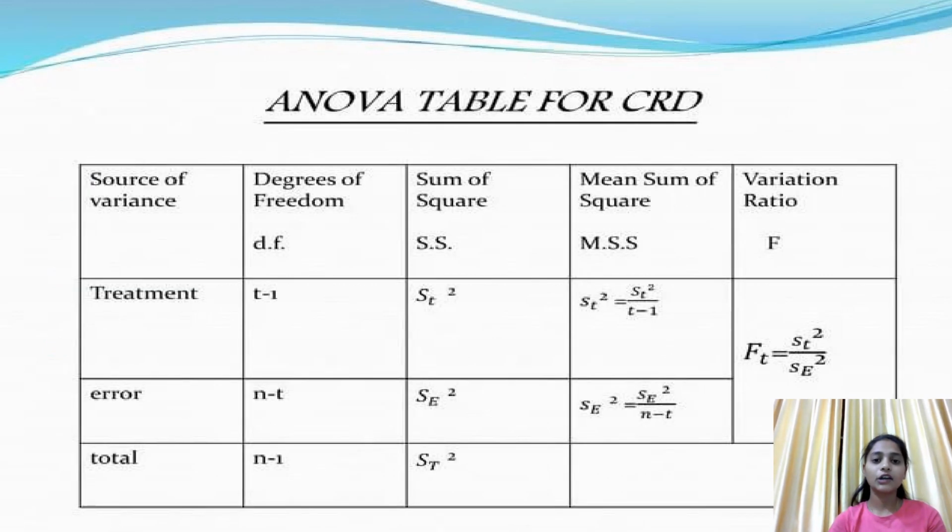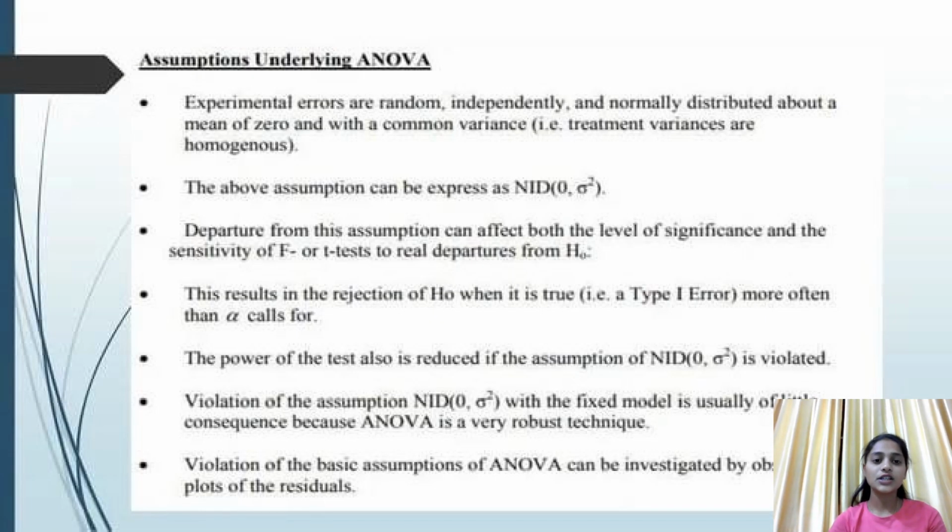And this is the ANOVA table for a CRD. The next one is the assumptions underlying ANOVA. Experimental errors are random, independently and normally distributed about a mean of 0 and with a common variance. The above assumption can be expressed as NID.